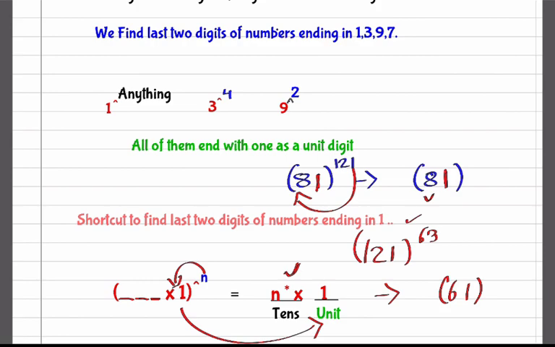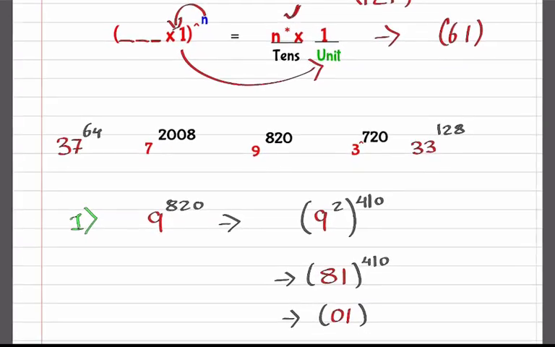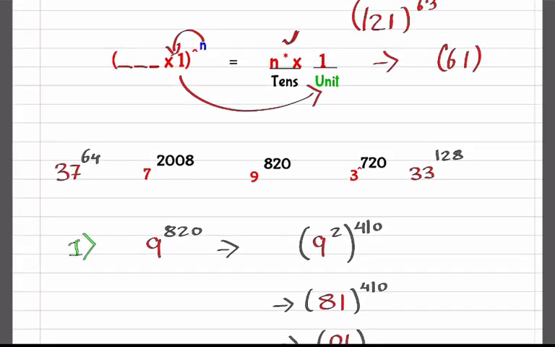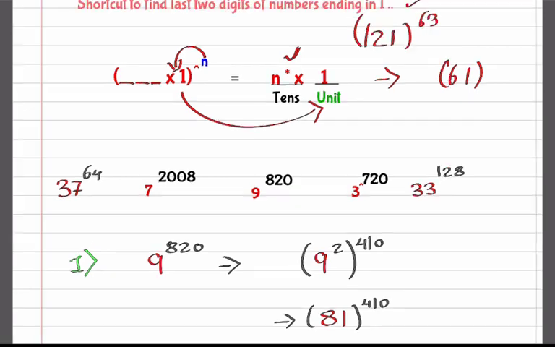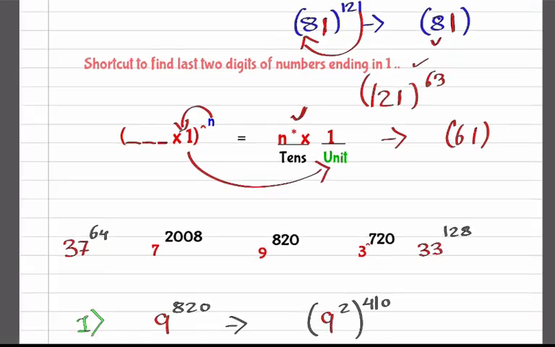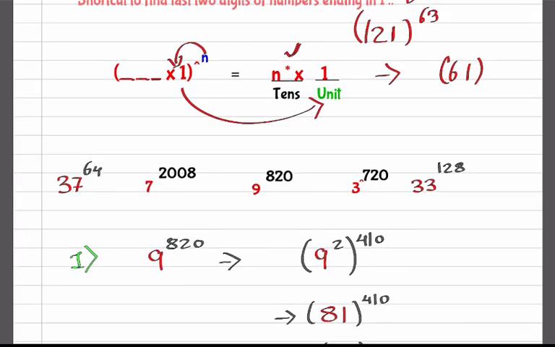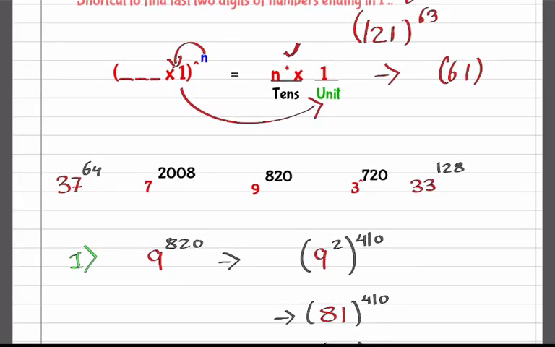So let's start. I am asking you a few questions on this. 9 raised to 820. What are the last two digits of this? I don't know how to find this out directly, but I know how to find the last two digits of numbers ending in 1. So how can I make 9 end in 1? I write it as 9 square, which is nothing but 81. Then 81 raised to what? 410, because 410 into 2 is 820. So I write it as 81 raised to 410. That's it. Problem is solved.